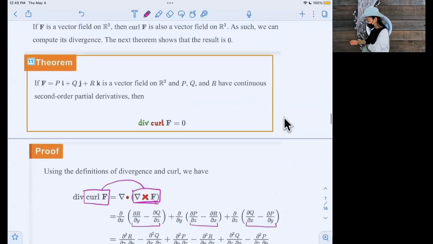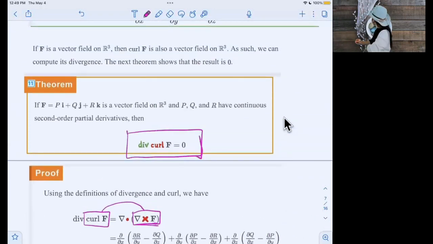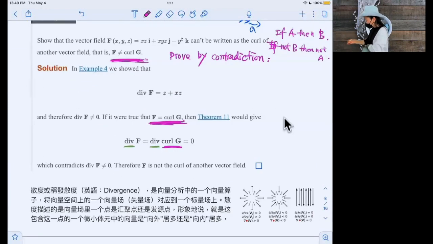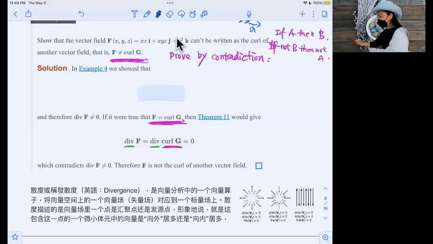Remember this thing here above, right? The divergence of a curl of a vector field is equal to 0 if I have second order partial derivatives. So if F here is the curl of G, then the divergence of that is equal to 0. But is the divergence of F here equal to 0? Well, we're given this vector field, right? What's the divergence of this? Let me cover this.